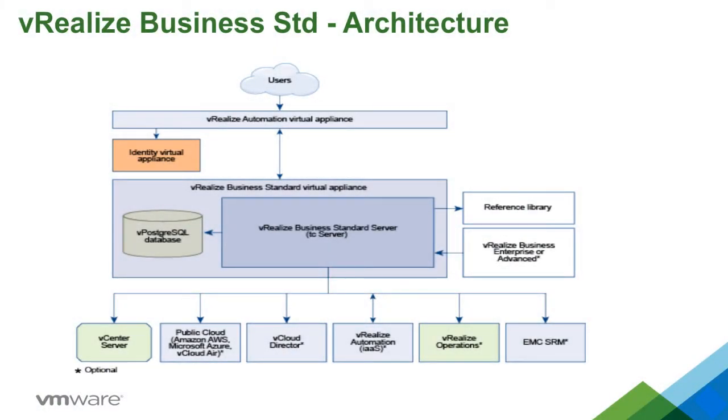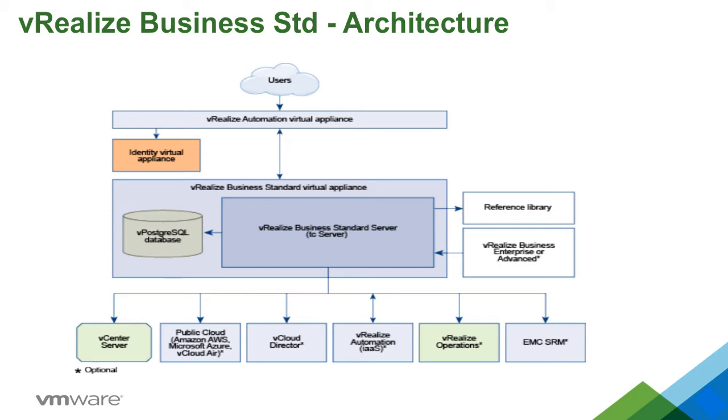Now that you've been familiarized with some of the business value of vRealize Business Standard, I would like to show you how all the different parts interact with each other. Firstly, it is necessary to install 3 virtual appliances. The first vApp is the vRealize Business Standard vApp, which comes with a Tomcat application server containing the vRealize Business Application, as well as a vPostgres database.